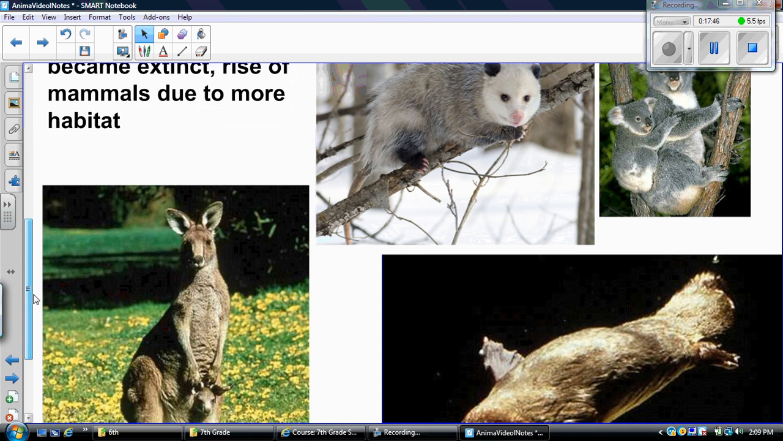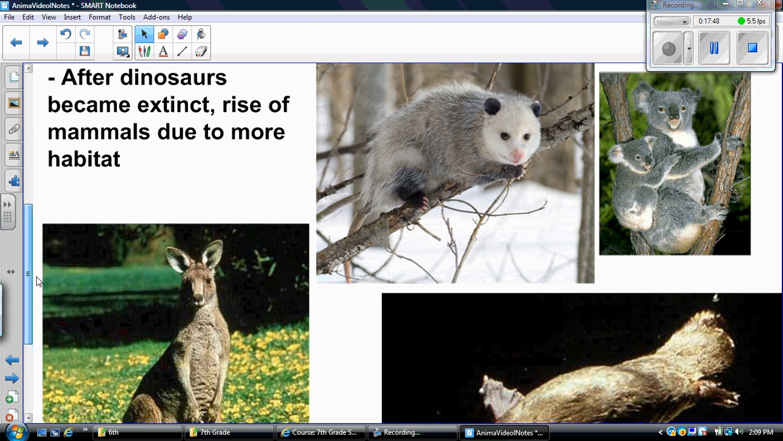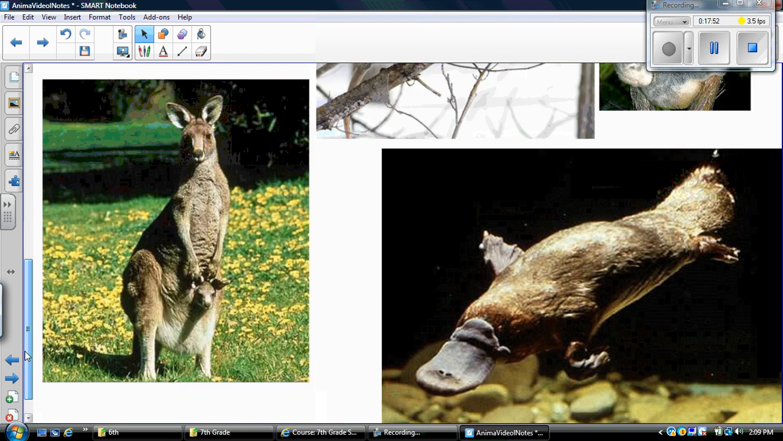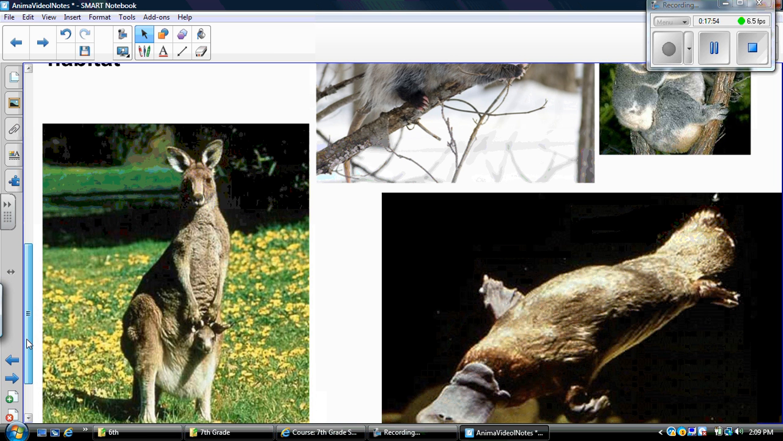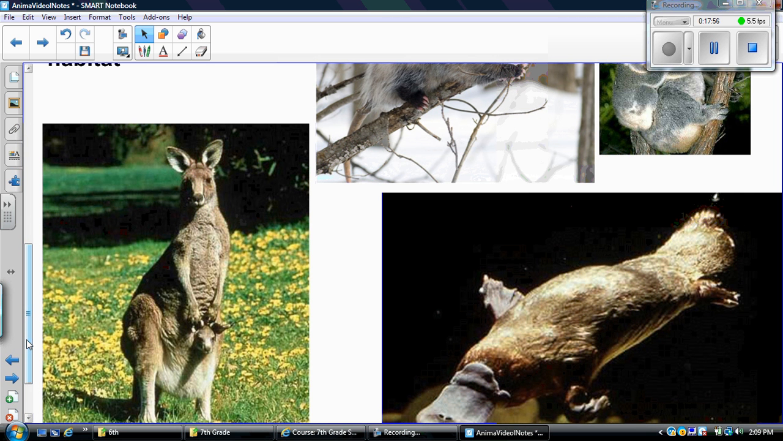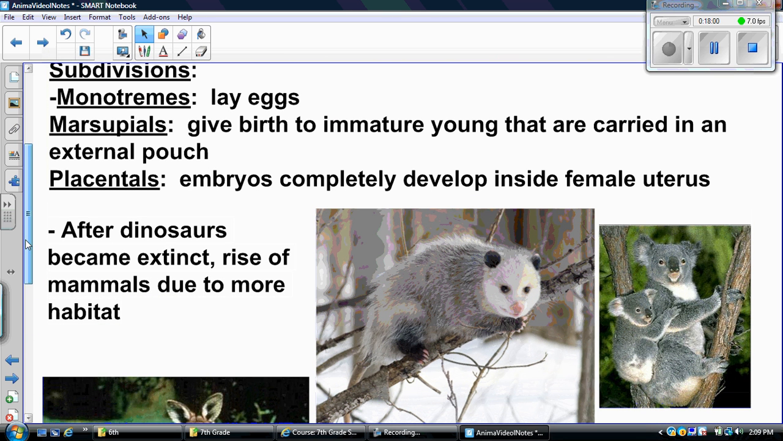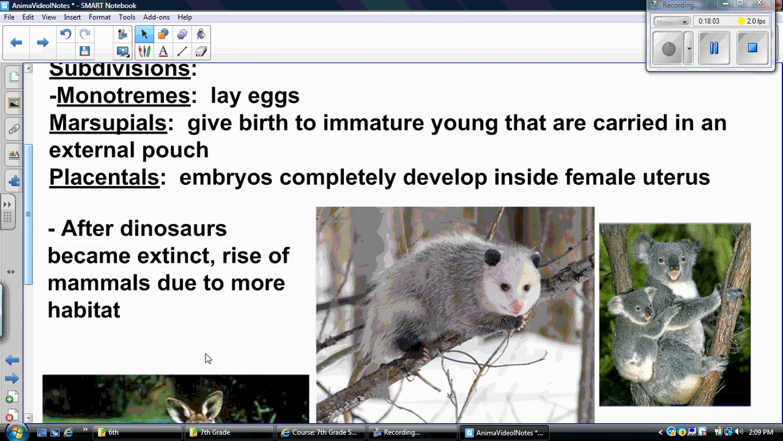So there's some examples. Here's your marsupial, the koala, and the kangaroo. Platypus is an example of a monotreme, and so is a possum, which is right here. That's a possum. And then placentals are everything else.